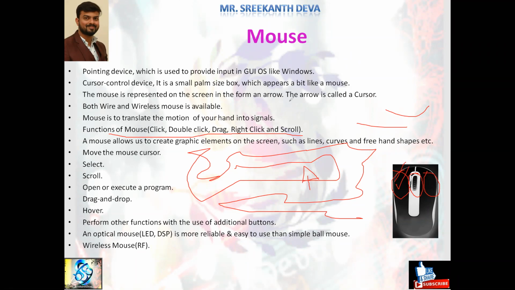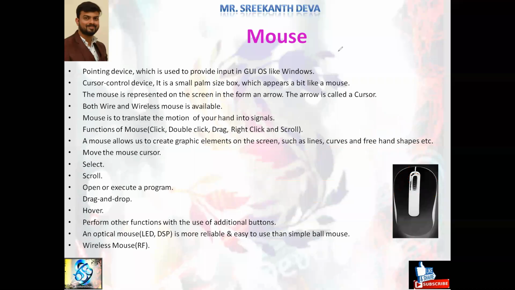I will try to show you something here. These are the different types of functions present in a mouse, like click, double click, drag, right click, and scroll. Generally, mice are categorized as optical mouse and wireless mouse. Different types of mice are there, but basically optical mouse and wireless mouse. These are the familiar mice in the market, right?